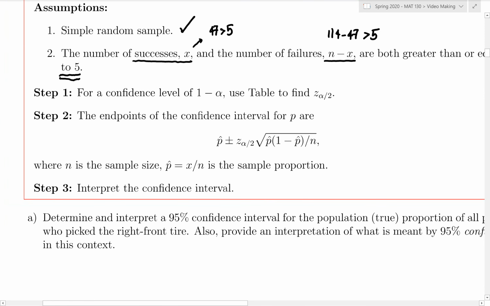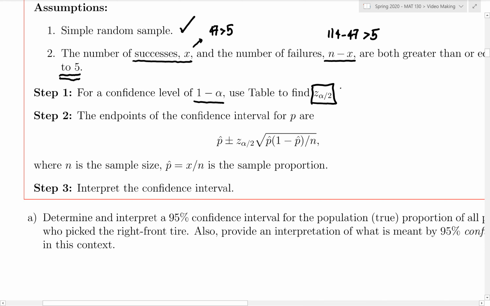Once those assumptions are satisfied, the computation for the confidence interval is the step-by-step method described below. First, we figure out what the confidence level is, and then we use our table to find z alpha over 2. Remember, in this case we know sigma. When we know sigma, we work with z rather than t, and z is the easier one to look up in the table.